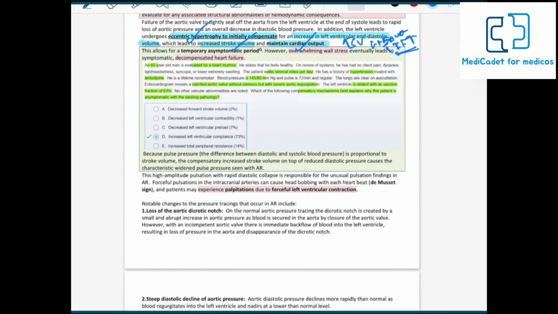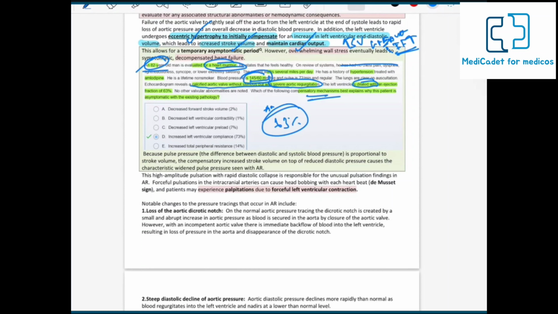They're asking which of the following compensatory mechanisms best explains why this patient is asymptomatic with the existing pathology. Here they're saying there is a heart murmur and the patient doesn't have any symptoms, but he is elderly. You can keep that in mind. But look at the pulse pressure; it is just widened at this point. I'm more towards AR, but they've already mentioned that the person has severe aortic regurgitation, and they've also mentioned the dilated ventricle with the ejection fraction of 63%, which we already know will be improved.